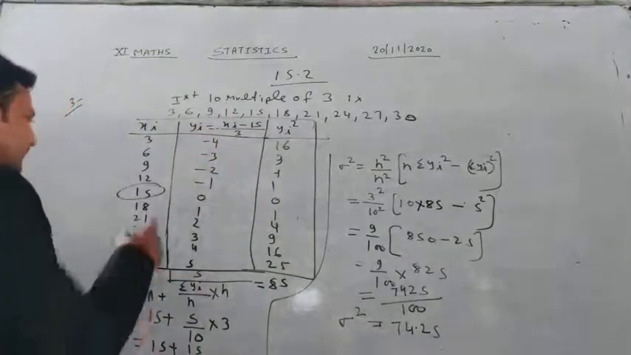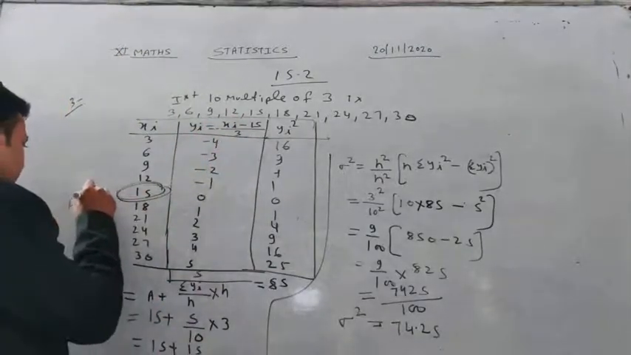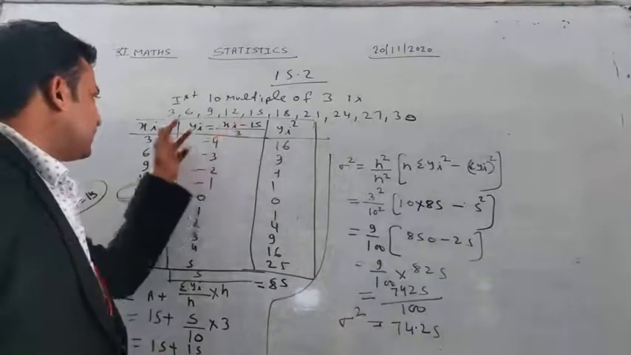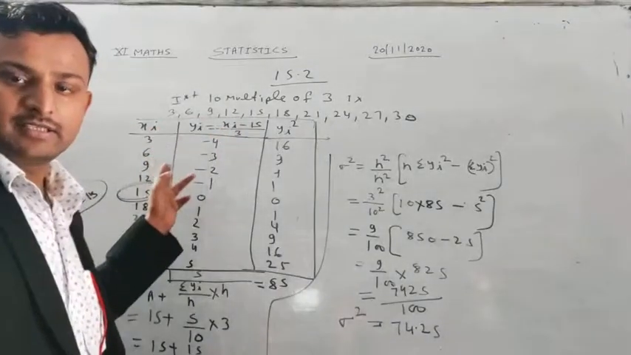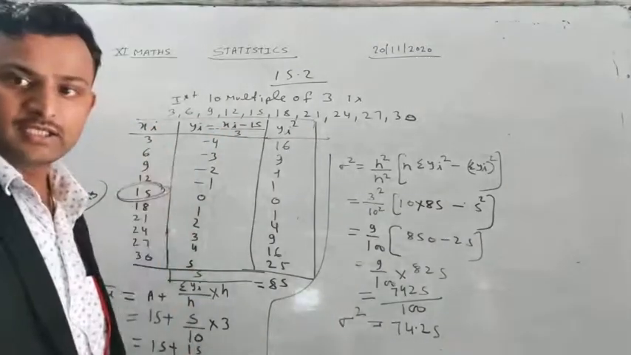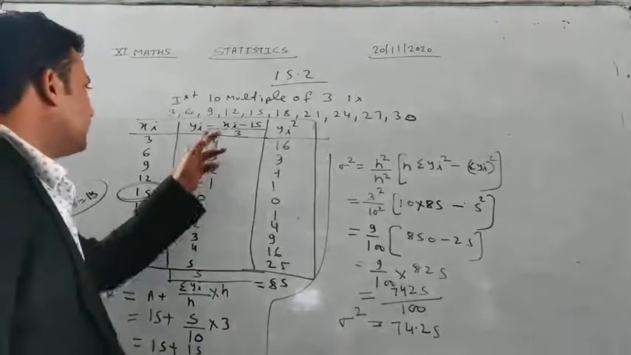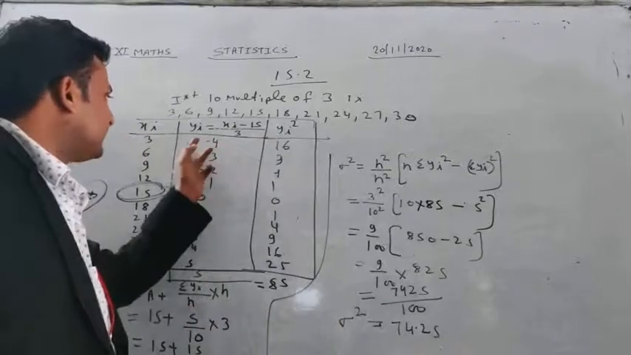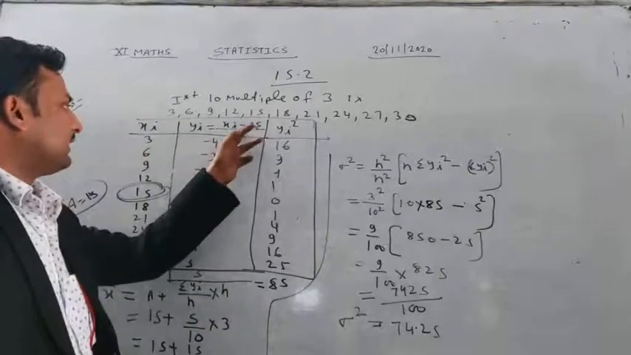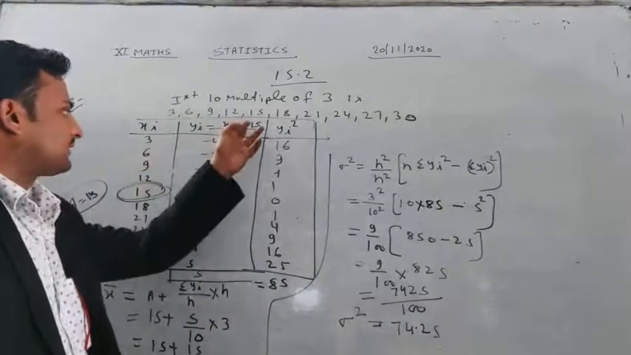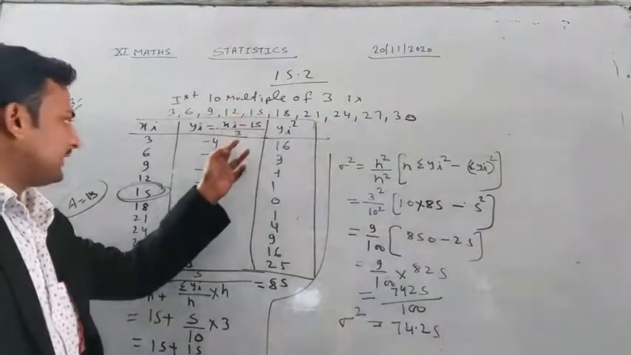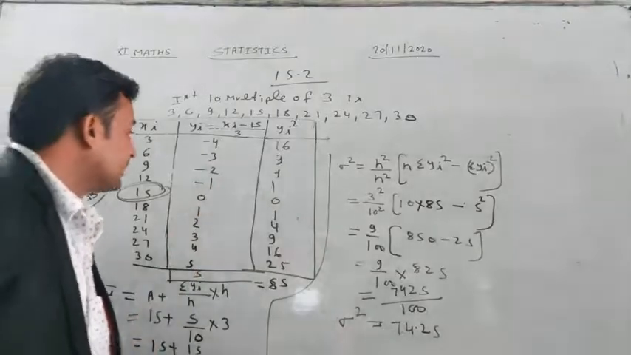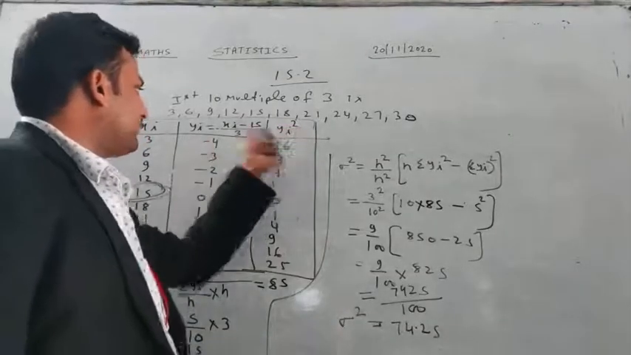We have taken 15 as A. This is our assumed mean. And our common difference, the class size, is 3. So h is 3. So we are using xi minus 15 by 3 and subtracting. We are putting the values of x1, x2, x3, x4 and so on here, and we get minus 4, minus 3, minus 2, minus 1, 0, 1, 2, 3, 4, 5. Now we are finding y square of this.